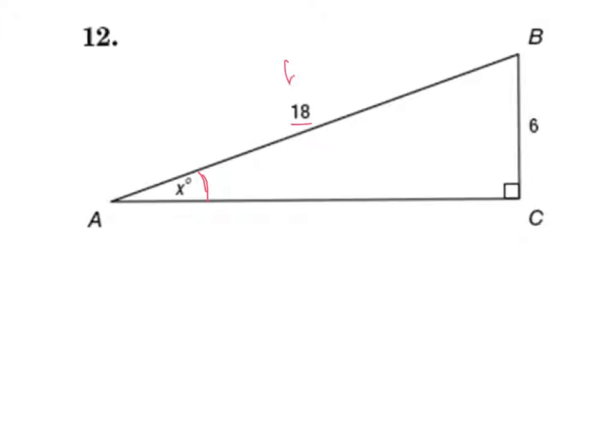18 is my hypotenuse. 6 is across from angle x, so it's my opposite. Which ratio uses O and H? That's going to be sine. So we're going to find the sine of x and set it equal to the sine ratio of angle x, which is opposite over hypotenuse, 6 over 18.